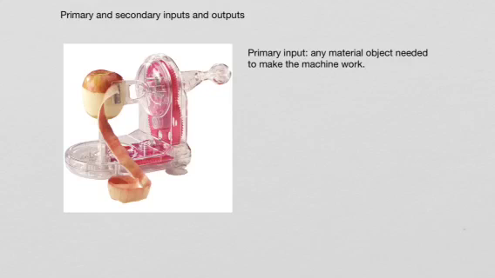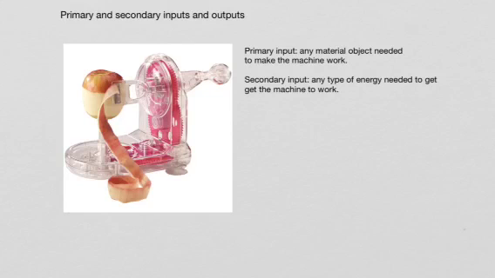So in order for the actual object to work, the primary input needs to be present. That's to say, we need an apple. An apple needs to be present on the actual peeler in order for the peeler to work. So primary inputs are always a material, okay? A material that is needed in order to get the machine to work.